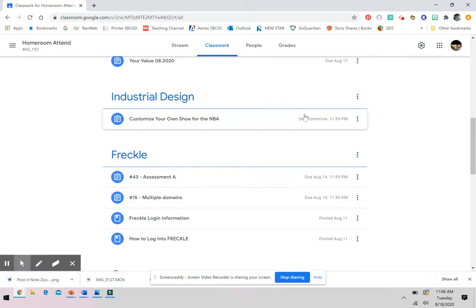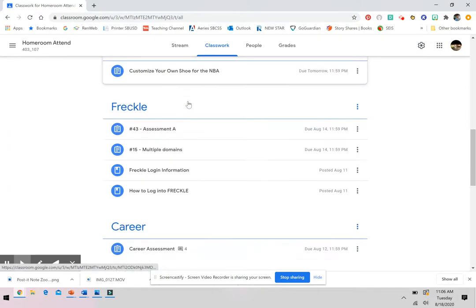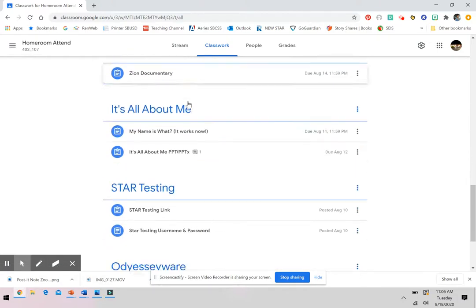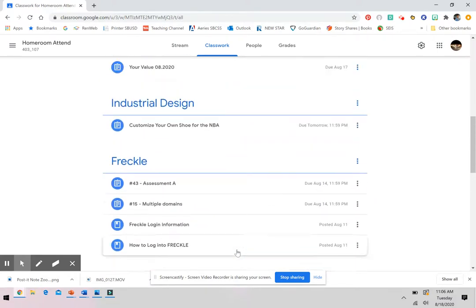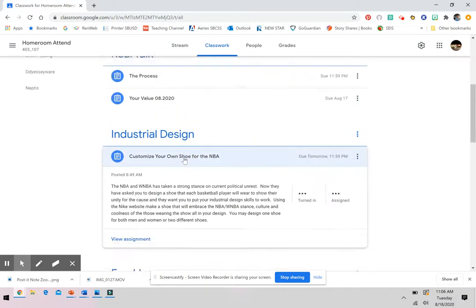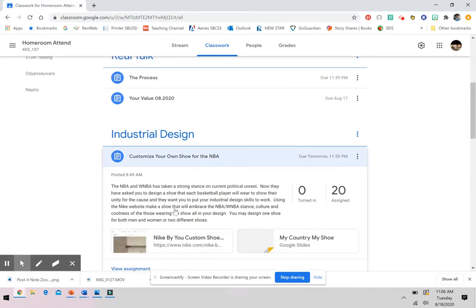Industrial design. Yesterday, we took a little college and career trip to Nepris and we watched industrial design. If you missed that, you are more than welcome to go back and watch it here. Design process, creating a skateboard. Today, what we are going to do with the information that we learned from yesterday, we have a prompt here.